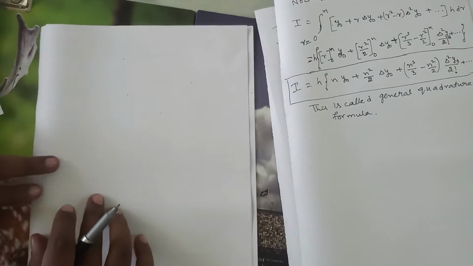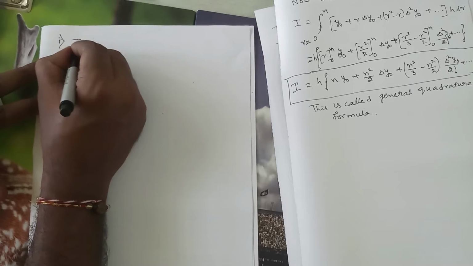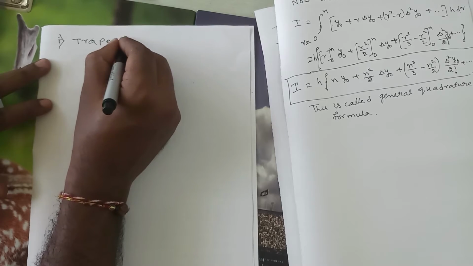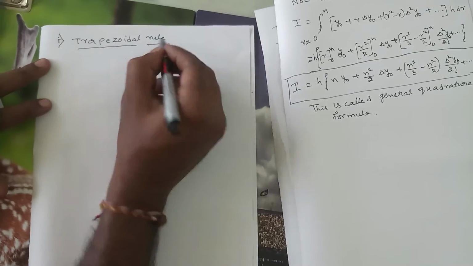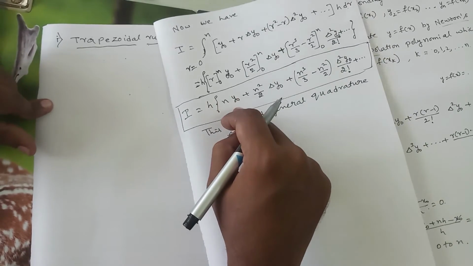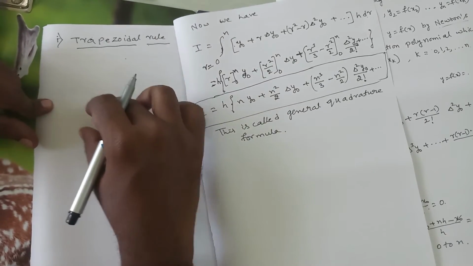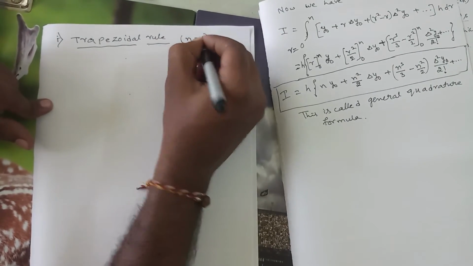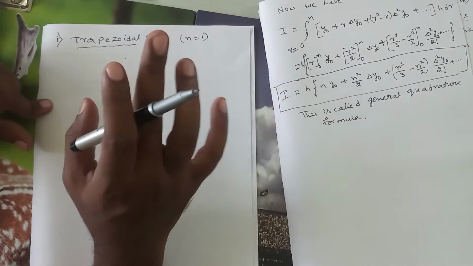Now here, trapezoidal rule, first one. This is not important, okay? Using this one you'll be generating the formulas, so those formulas are very important, remember that one. So first one, here if you put n equals 1, you'll get the trapezoidal rule. No proof for these things, I will only write the formulas.